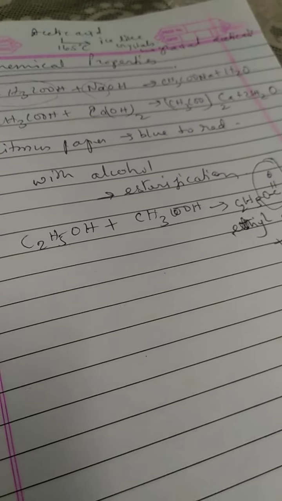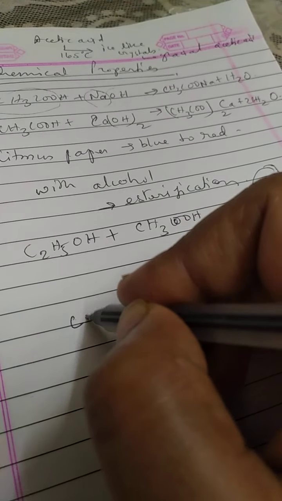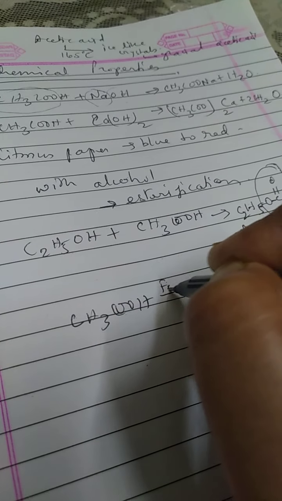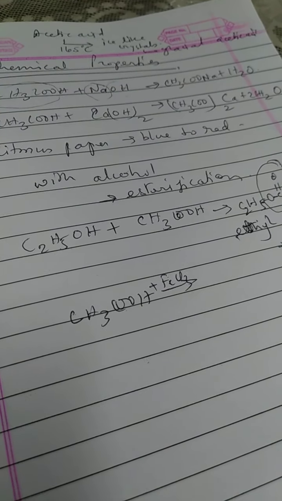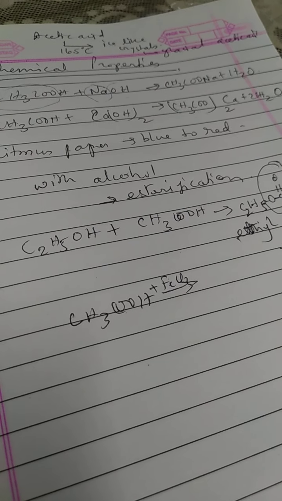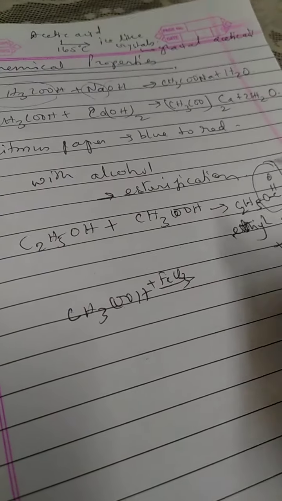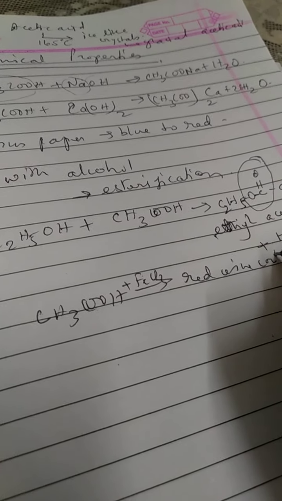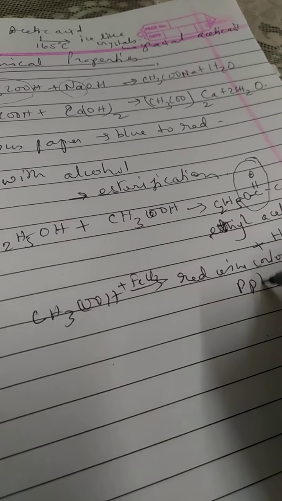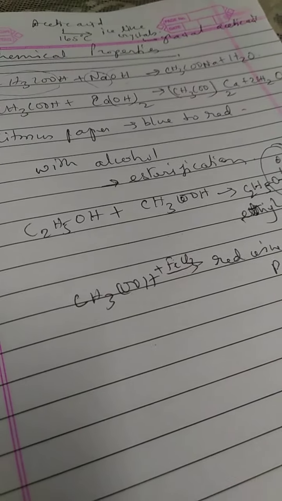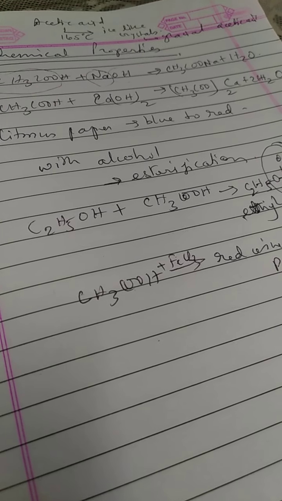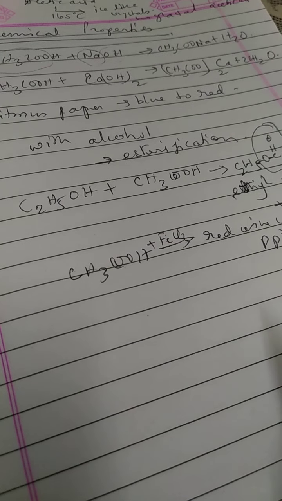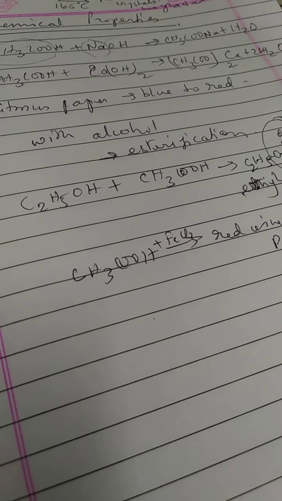Acetic acid also reacts with neutral FeCl3 and gives a red wine color precipitate, which is again a test for acetic acid. So esterification and this reaction with ferric chloride are two tests for the presence of acetic acid.